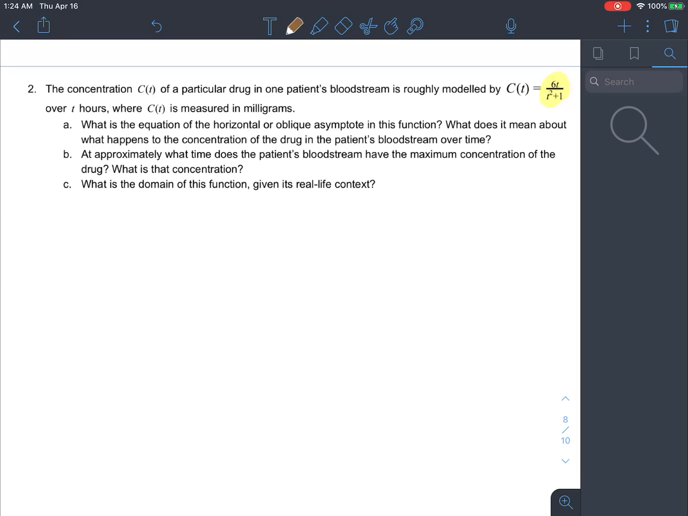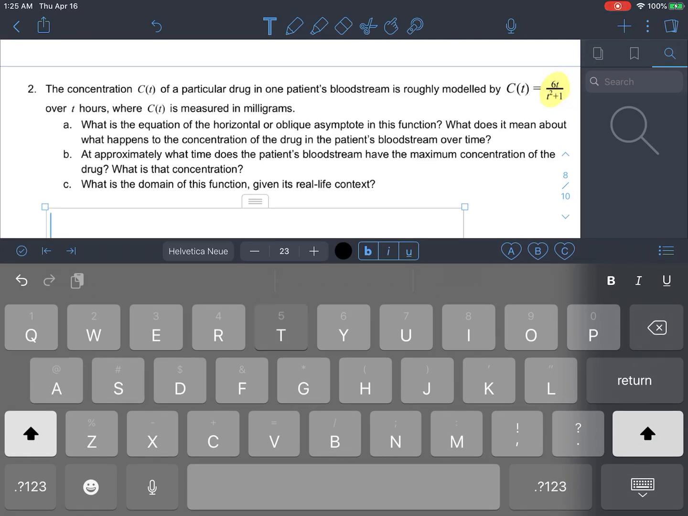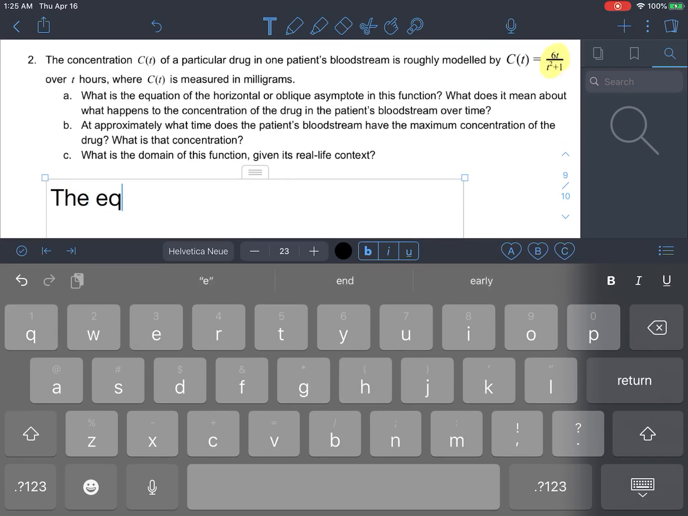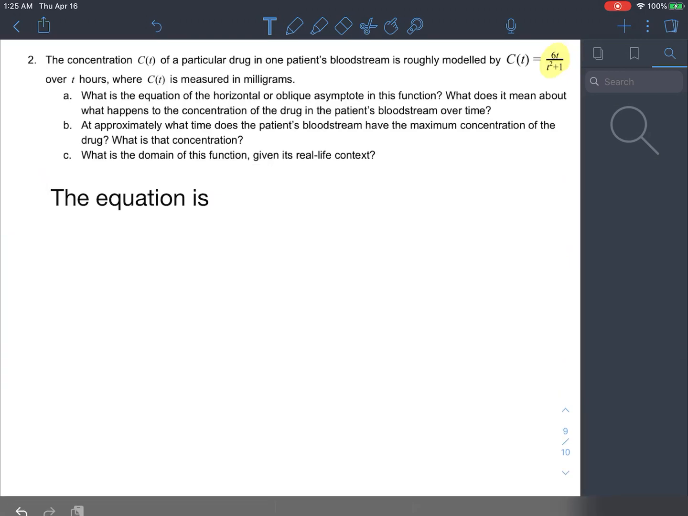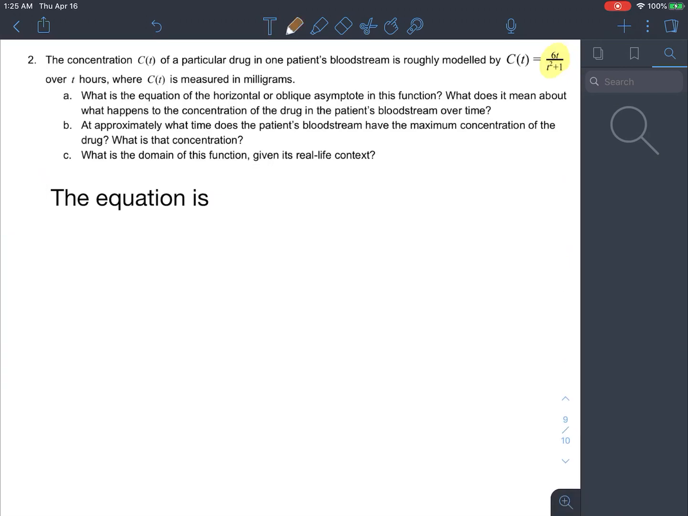Okay, well, let's just answer that then. The equation is y equals 0. Boom, done.